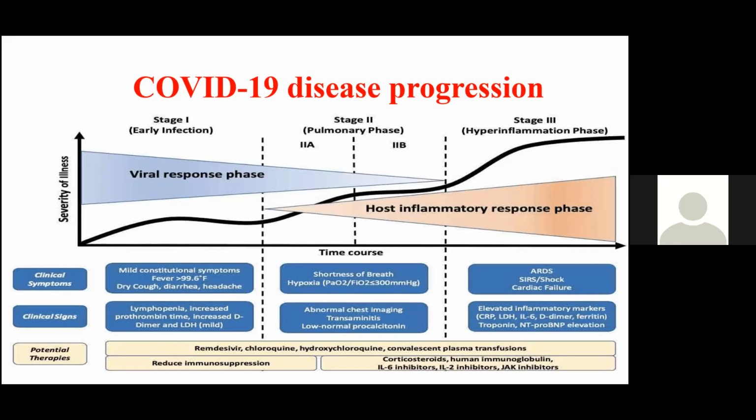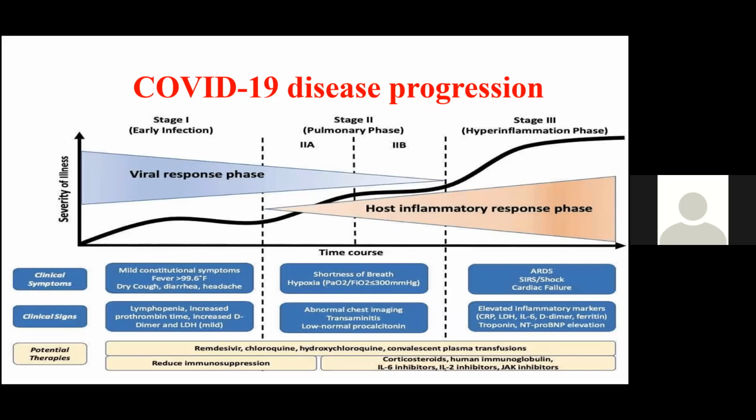By the progression of the disease, you will have shortness of breath in stage 2, and most patients will have a PF ratio less than 300. If you do exams, you will still see abnormal liver enzymes. You will see abnormal chest imaging as long as they have pulmonary symptoms.